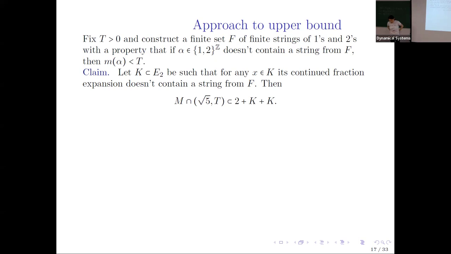This is the result, which was proved by Moreira in 2018, I believe. Our goal therefore becomes to look for the final set of strings that we have to exclude, so that all Markov numbers that we can possibly get are going to be smaller than the number that we chose.